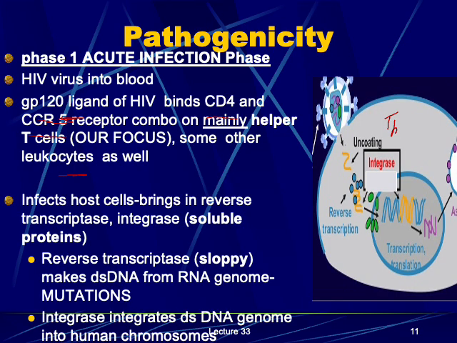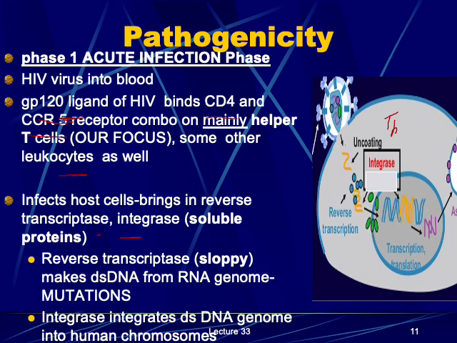So once it uncoats, after it breaks open, again, it's brought in. It's reverse transcriptase and integrase. Those are soluble proteins. It's not going to wait to make those. It needs those right away. Human cells don't have those, so it needs them right away. It needs to make use of them.